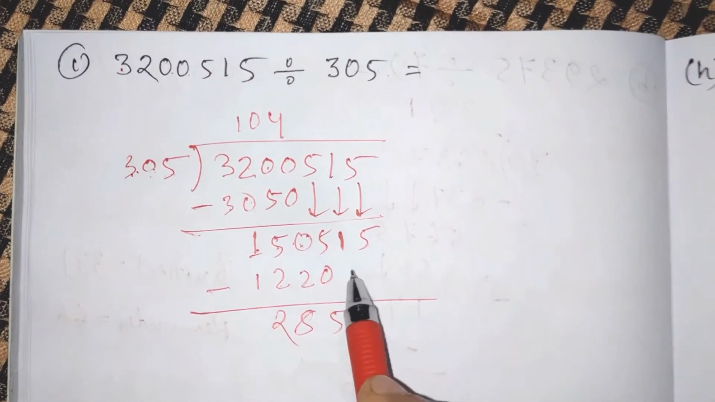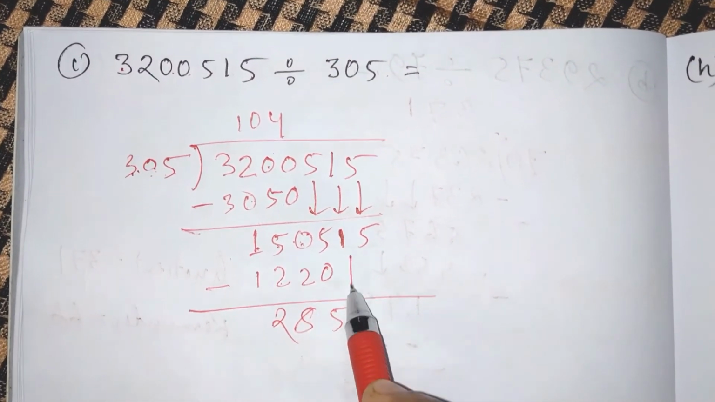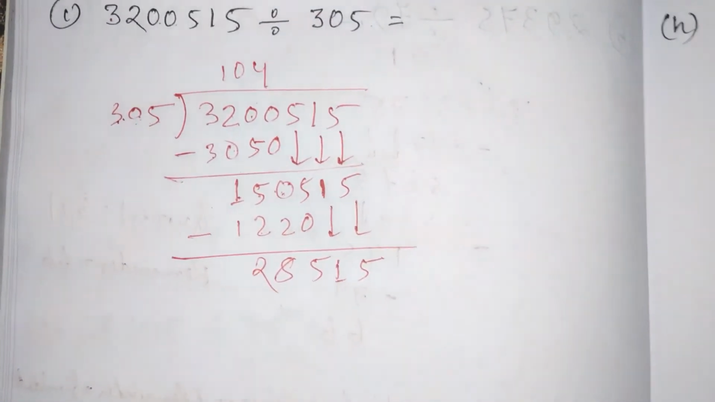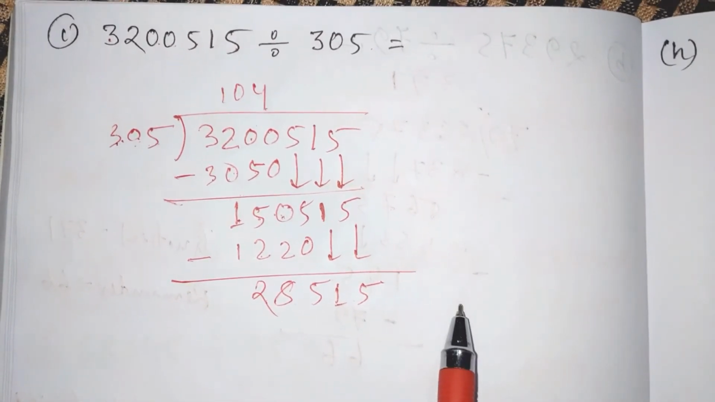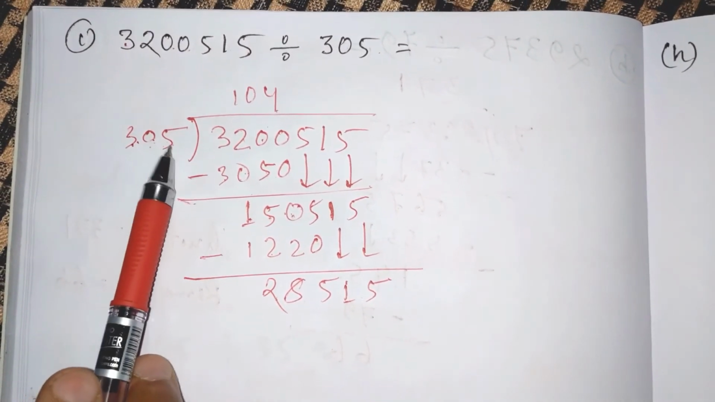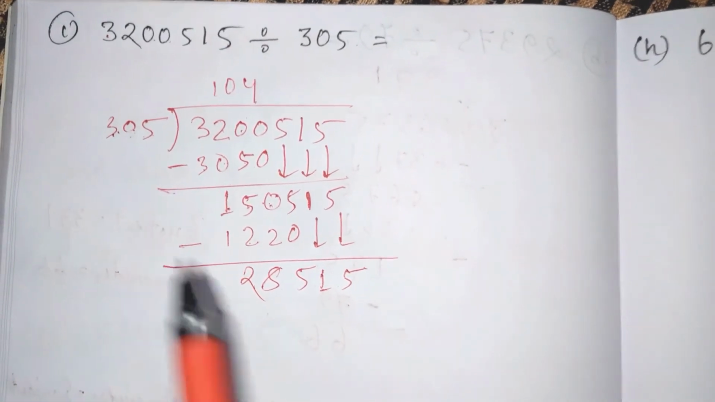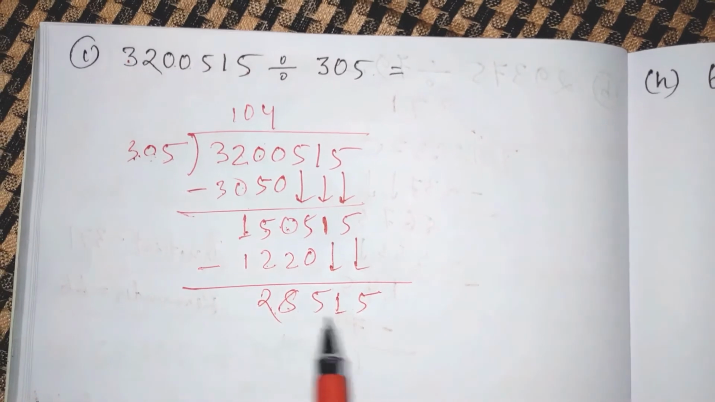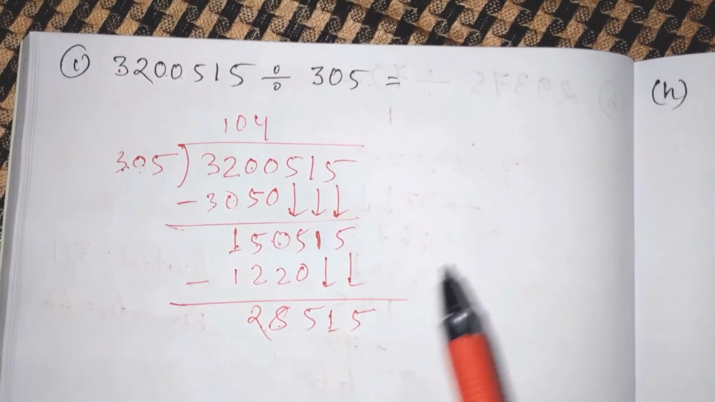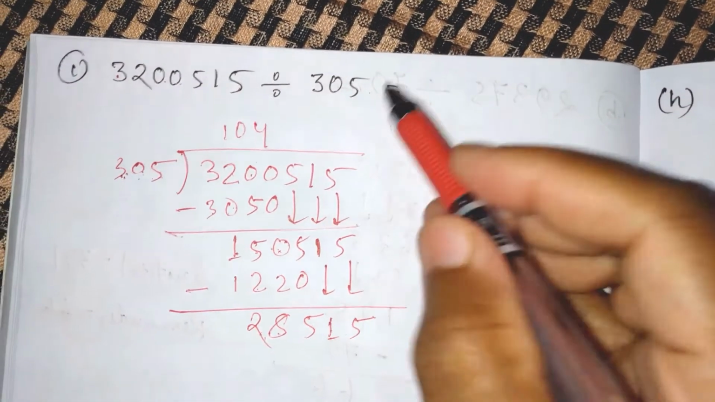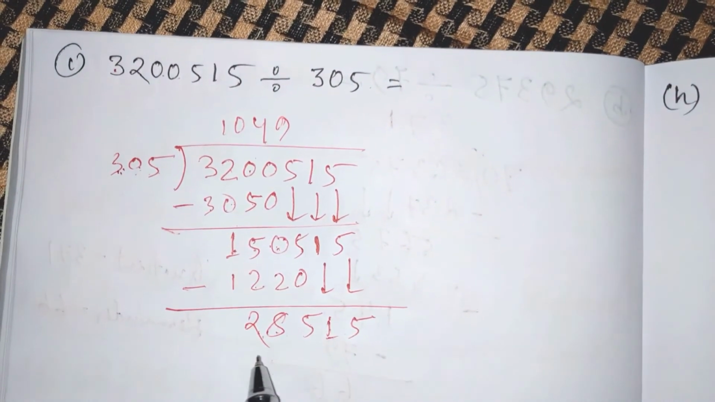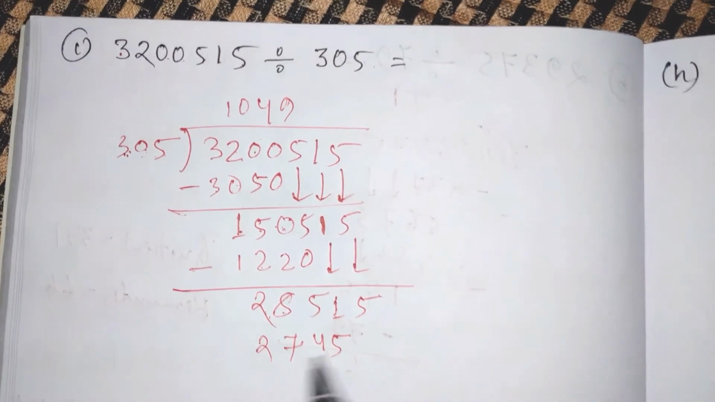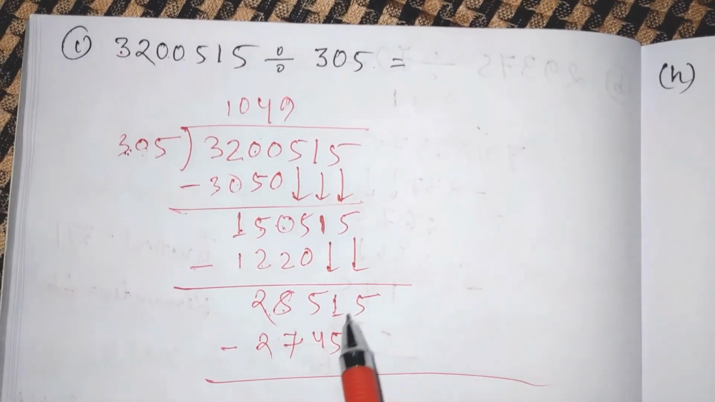Now you have this 1, okay? And this 5 here. 1 and 5. So you have 28515. So now what you need to do, you have 305 in the divisor, okay? So you have 285. This is smaller than 305, so I will take 2851. Now if you multiply this 305 by 9, what you will get? You will get 2745, okay? 2745.